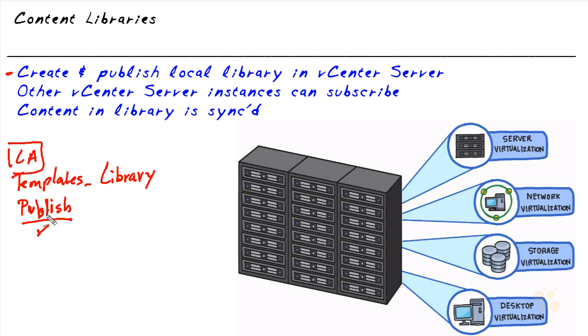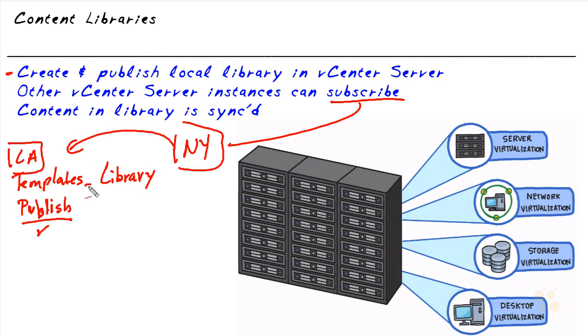And we'd probably also want to go ahead and click the checkbox that says we want to do authentication as well. When we publish our content library, it means other vCenter server instances could then go ahead and subscribe to ours. So for example, in New York, they could go ahead and subscribe to our content library called templates library. And then they could sync the content of that templates library from Los Angeles over to New York.